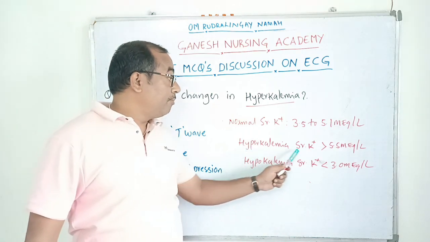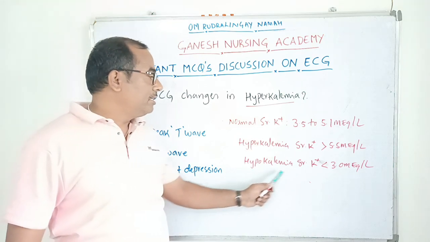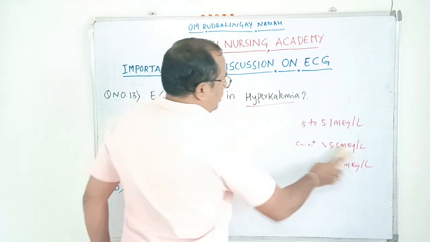We say hyperkalemia when the serum potassium level goes beyond 5.5 milliequivalents per liter, and hypokalemia when the serum potassium level goes below 3 milliequivalents per liter. Now, what are the ECG changes in hyperkalemia?